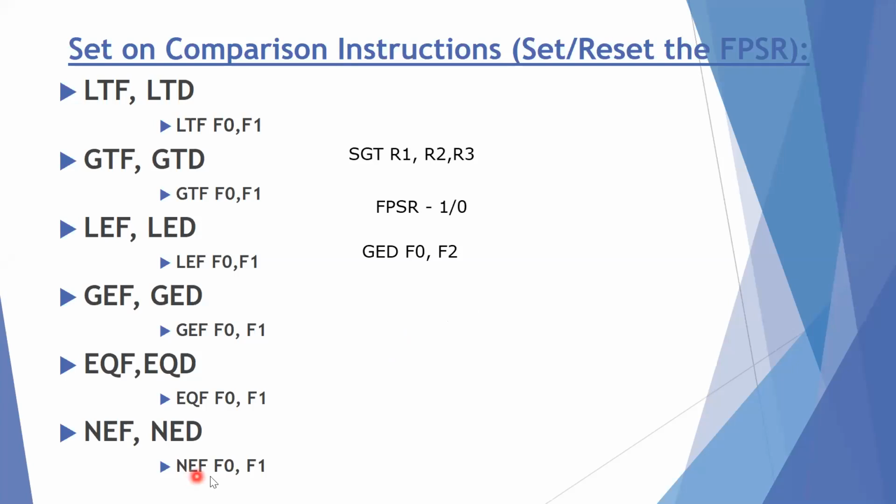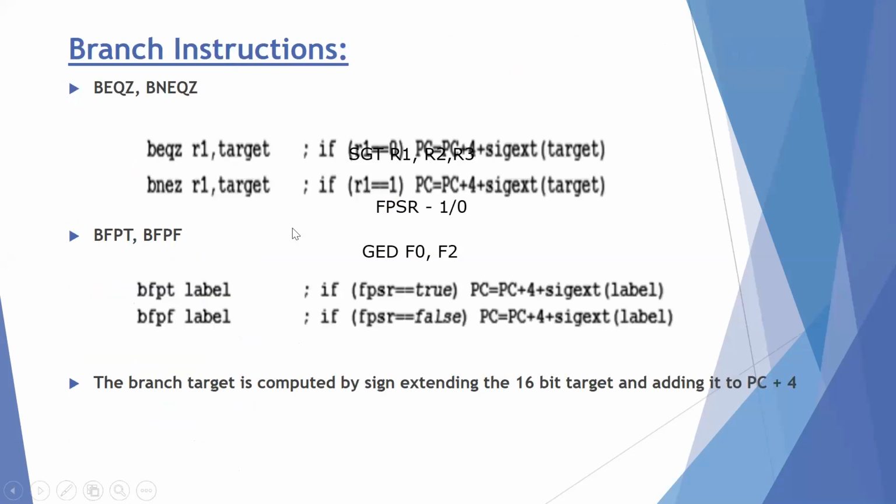So not equal to will again compare F0 and F1. If they're not equal, then FPSR is set, else it is reset. Not equal to double will consider the two registers as pair, should be of the same convention. Should I move ahead now? Yes, ma'am. All right. Yes, very, very important instructions in terms of coding.